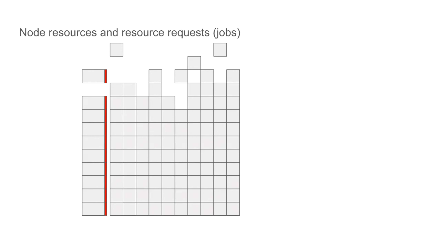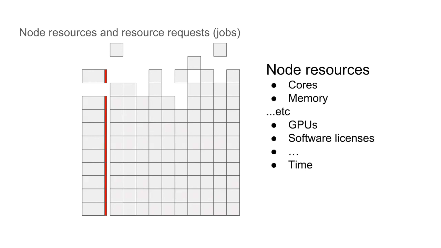So this is an illustration of what a node looks like to me whenever I'm thinking about how jobs are scheduled. So the node is made up of resources. So it can be cores, and it can have memory, etc. Some of them have GPUs, a bunch of them have software licenses, and then these things are available over time.